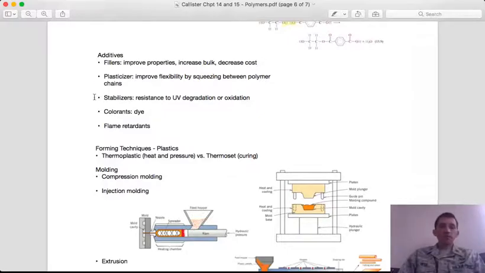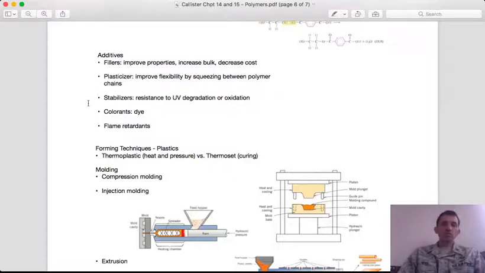You can adjust the stiffness of a polymer system by adding a plasticizer. So this would be a molecule that squeezes its way into the material and kind of pushes those chains apart a little bit, increases the ability of them to slide with respect to one another, which can make it more flexible. Stabilizers, this is specifically, say, for oxidation or UV degradation.